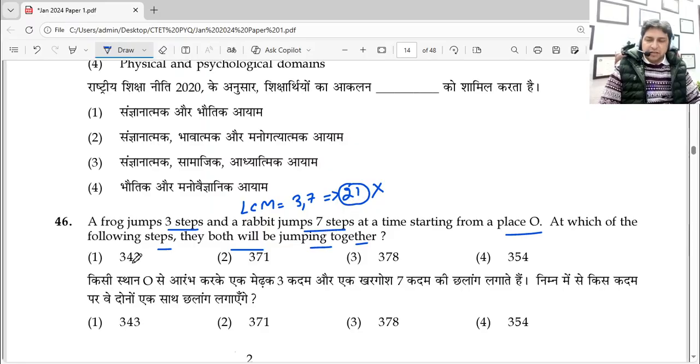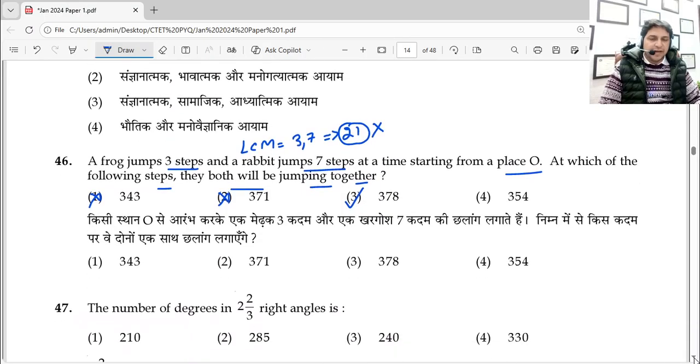Now if I divide 343 by 21, I get 21 into 1 is 21, 133. That does not divide because 21 into 3 is 63, so at the end we can't get it. Then 371: 21 into 1 is 21, 161. 21 into 8 is 168. This is also not the answer. 378: 21 into 1 is 21, 16 remainder, 168. Now 21 into 18 is 378, so that is the answer here.